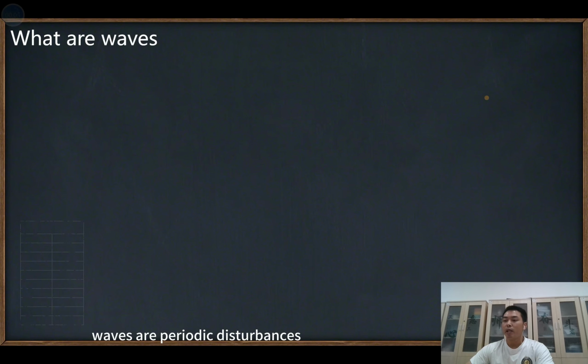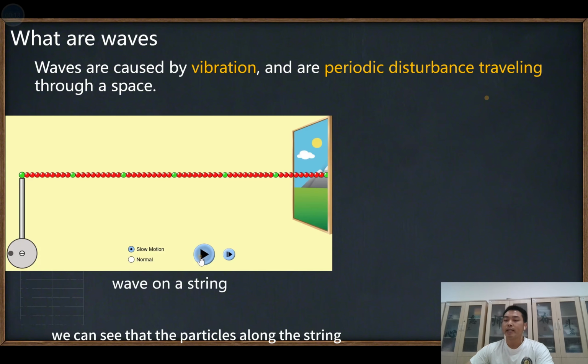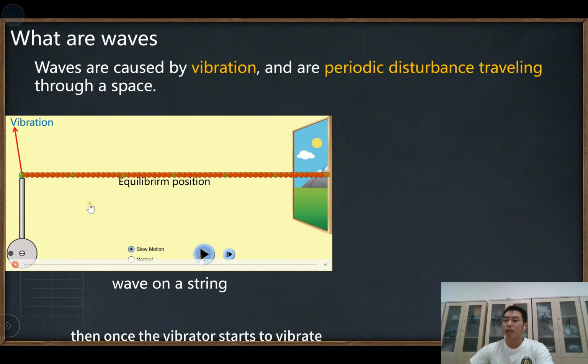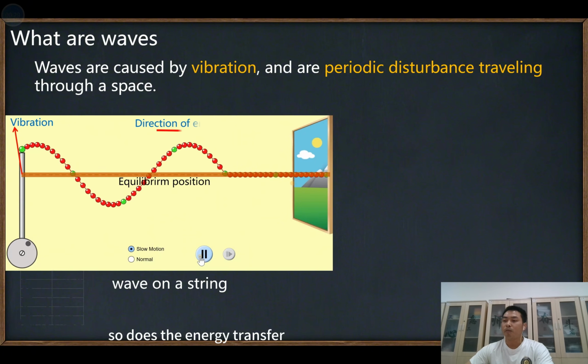Waves are periodic disturbances traveling through a space caused by vibration, as shown in the animation of a wave on a string. We can see that the particles along the string are initially at rest at their undisturbed position or equilibrium position. Then, once the vibrator starts to vibrate, the wave's pattern moves along the string, and so does the energy transfer.